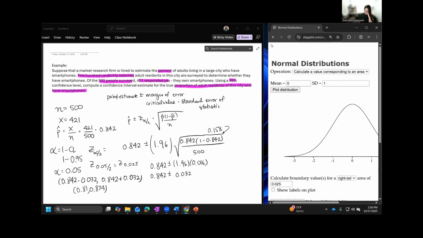So we can say we are 95% confident that the interval, and then we state the interval, 0.81 to 0.874, captures, what does it capture? The thing we're talking about. We're talking about the proportion. It's P, that's the parameter symbol, the true population proportion of adult residents of the city who have smartphones.